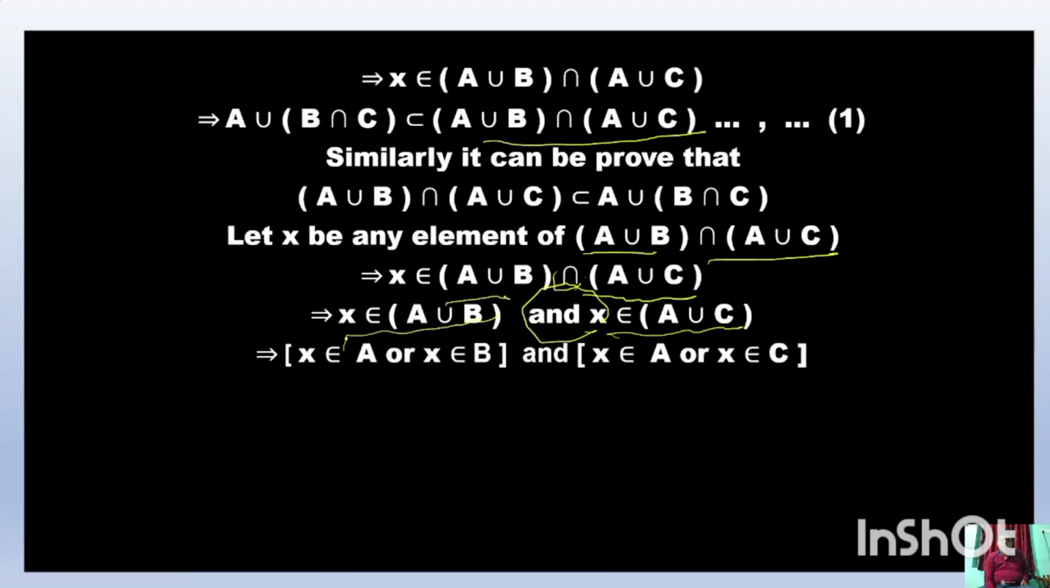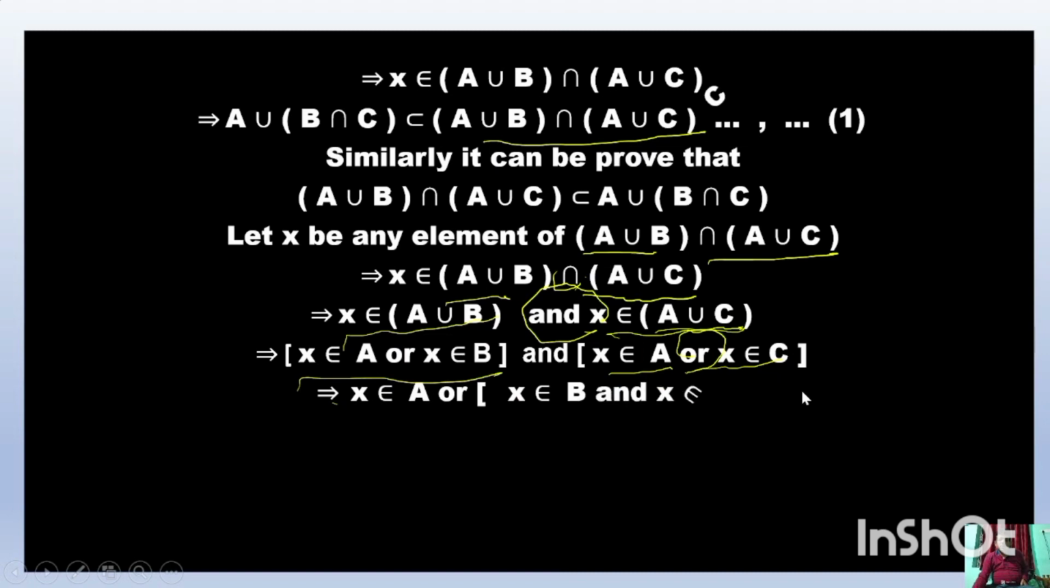You see now X belongs to A union B means what? X belongs to A or X belongs to B. Similarly, X belongs to A union C means X belongs to A or X belongs to C. Union means we use the OR operator. Right? For the union set the operator is OR, and for the intersection set we use the operator AND.